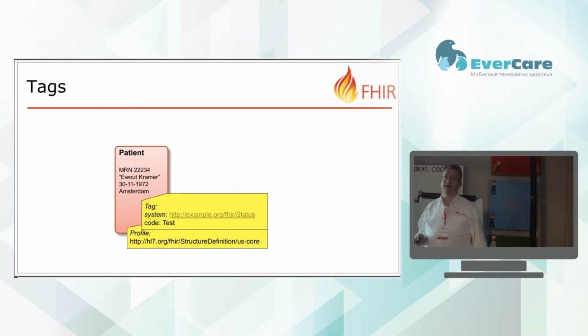Tags are a mechanism to share extra information about a resource without breaking signatures. Tags can flag that a resource is sensitive or to say don't share this information with the patient. Tags can also be used to say this resource complies with a best practice blood pressure profile.